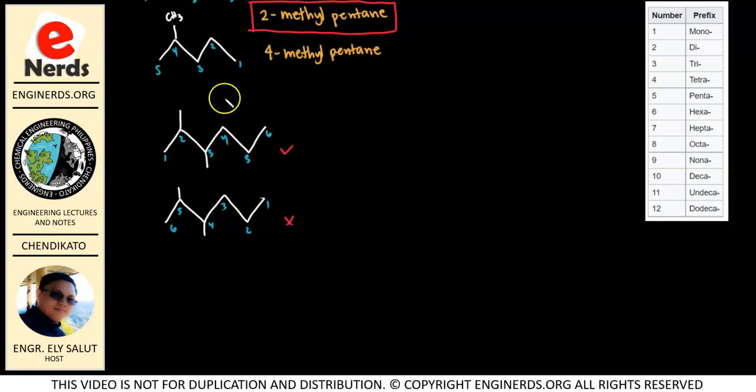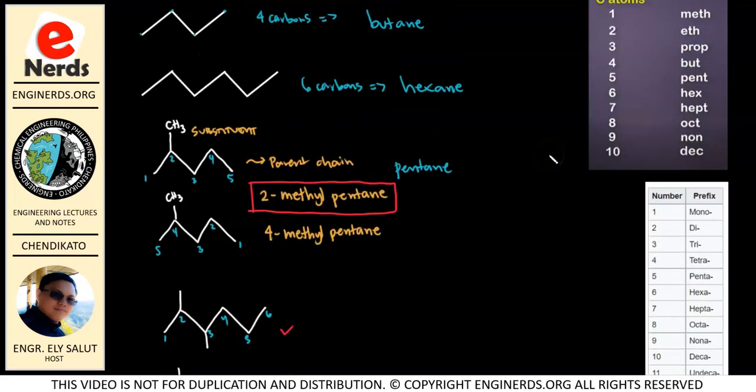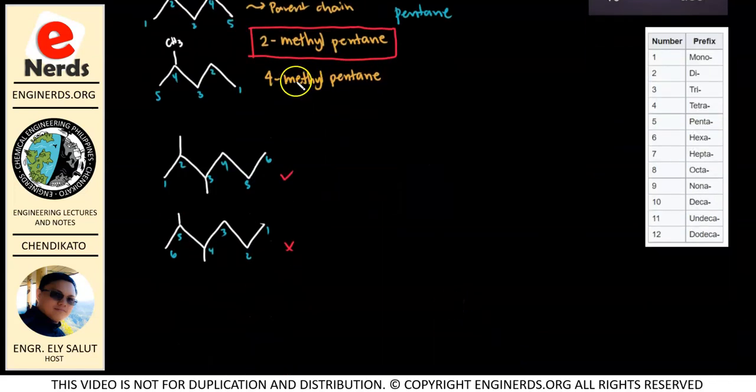Now, we have 6 carbons in our parent chain: 1, 2, 3, 4, 5, 6. Therefore, we will be using the prefix hex. So this is a hexane because this is an alkane. We have hexane here. Now, we said we need to put the location of our methyl. We have 2 methyls here, and our substituents are called methyl groups. So how are we going to name this now?